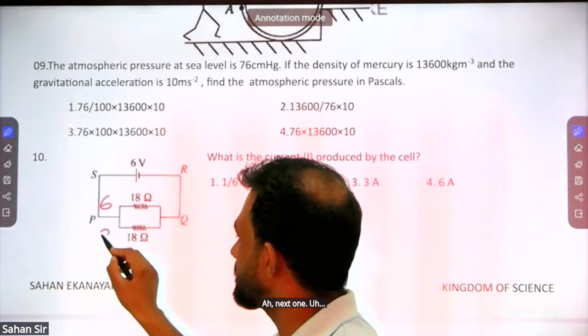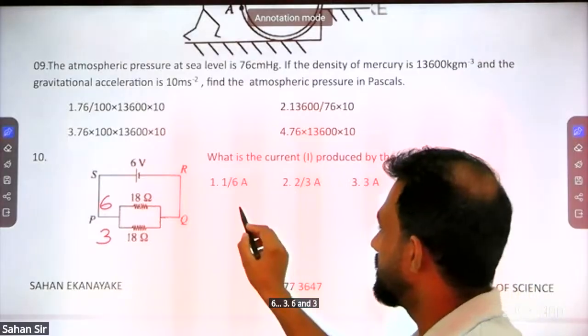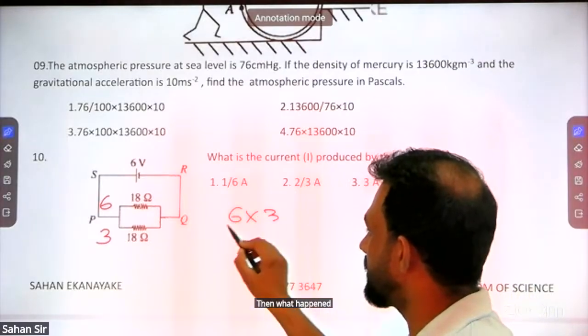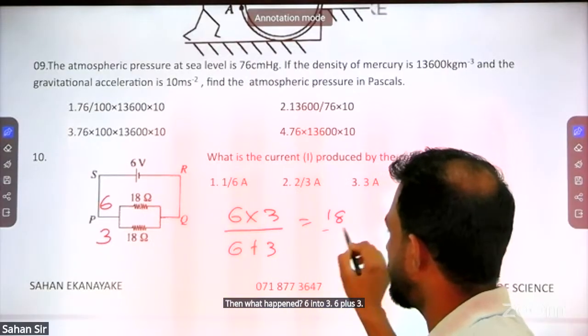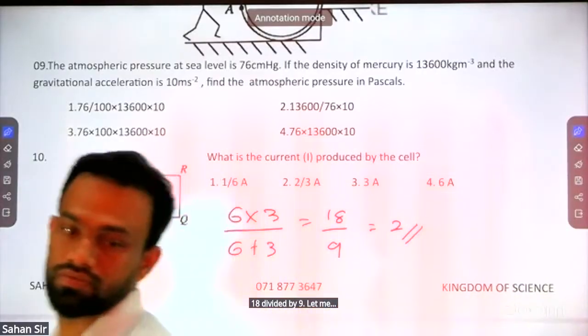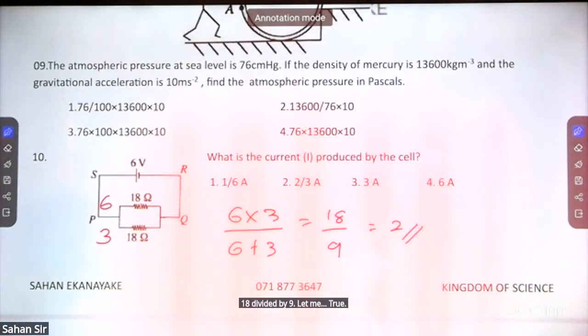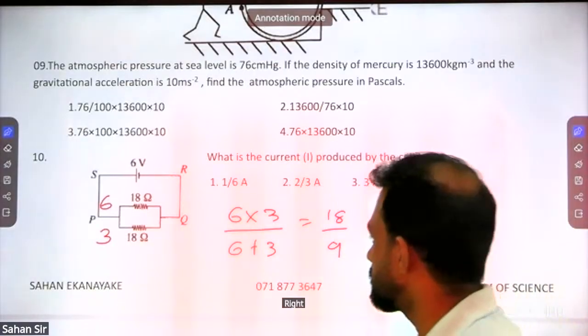6 and 3. Then what happened? 6 into 3, 6 plus 3. 18 divided by 9. That means 2. Shane, what are you doing? Right? 2. Is it clear?